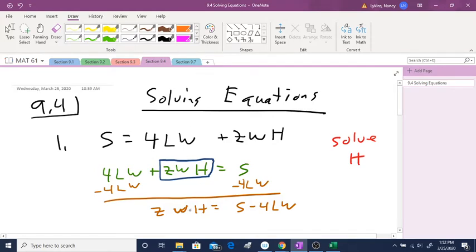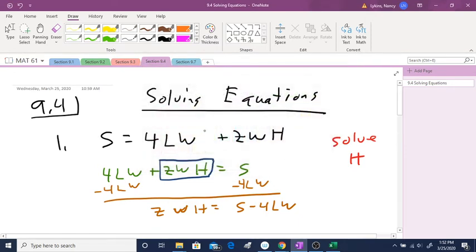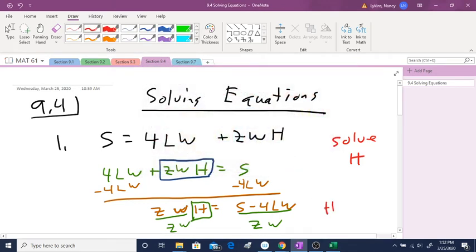So my next step is I want to protect my H, what I'm solving for. That means I need to divide by ZW. And by doing that, my H equals S minus 4LW over ZW.